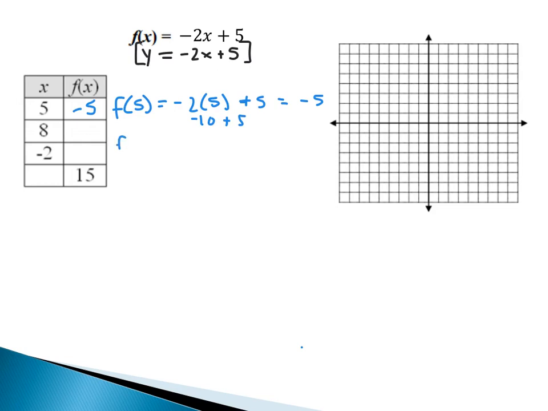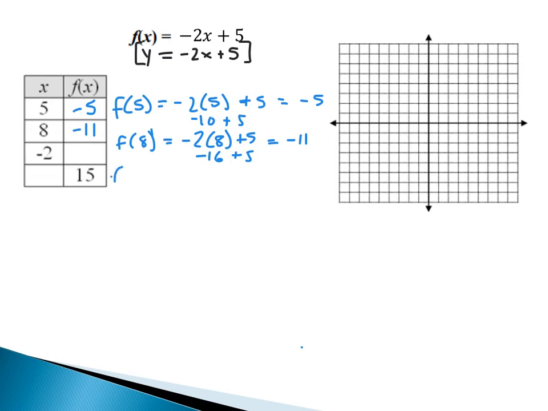Next one, I could do f of 8. So f of 8 is going to equal negative 2 times 8 plus 5. Negative 2 times 8 is going to be negative 16. Plus 5 is going to equal negative 11. Very good.